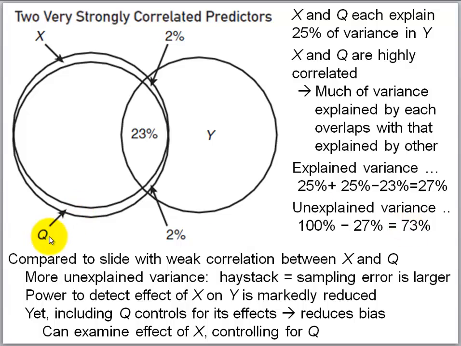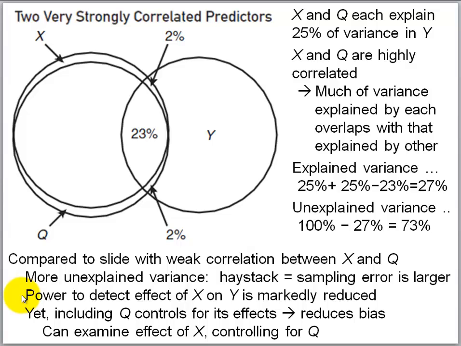So, comparing this slide with the slide where the correlation between X and Q was a small one, in this slide we have more unexplained variance. Pragmatically, this means we have more sampling error. So in this situation, the power to detect the effect of X on Y is much smaller than is that when the predictors are weakly correlated. I mean, the power is much less for two key reasons. Perhaps the key reason that the power is less is that the two predictors overlap. That is to say, they're highly correlated.